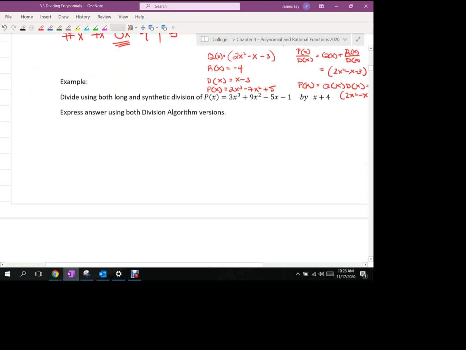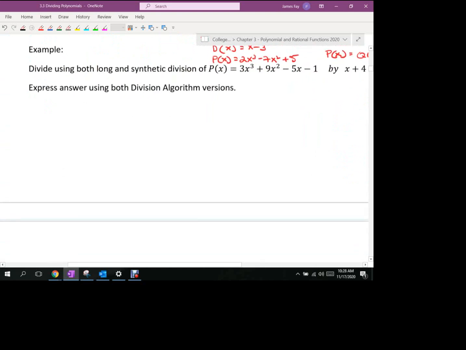All right, so let's do one more here. We'll practice long division, and then we'll practice synthetic division. So doing long division, again, we're going to go 3x cubed plus 9x squared minus 5x minus 1. We don't need any placeholders there. And we're going to divide by x plus 4.